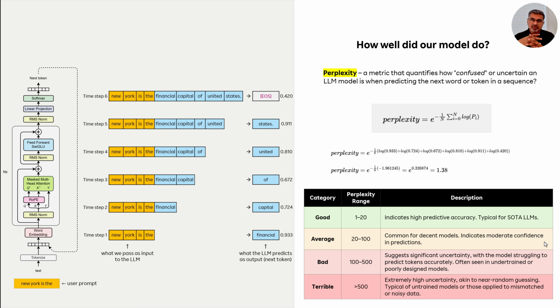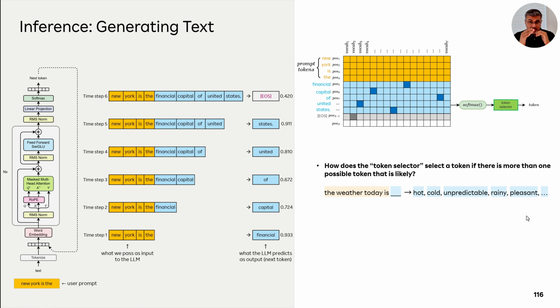All right, so a few questions that come up here. I told you that there could be multiple tokens that it could pick from and multiple valid tokens, by the way. For example, if the prompt was "the weather today is", the potential valid tokens could be: the weather today is hot, or cold, or unpredictable, or rainy, or pleasant, or balmy, or it could be anything. You could have multiple tokens that are valid as the next token based on the previous 4 tokens, "the weather today is", correct? So how does the LLM figure out which of these tokens to pick?